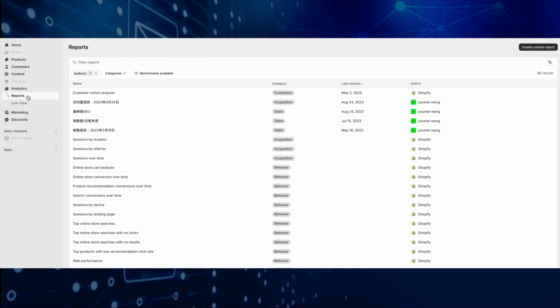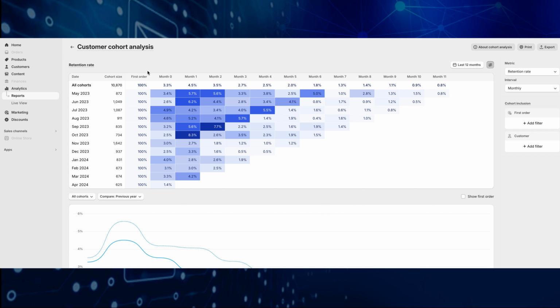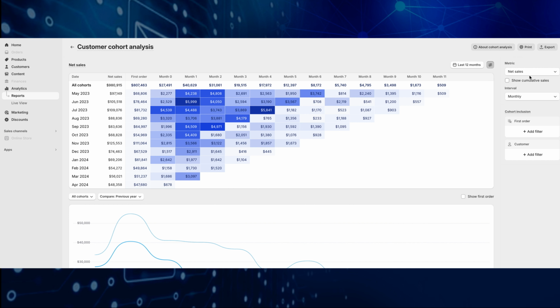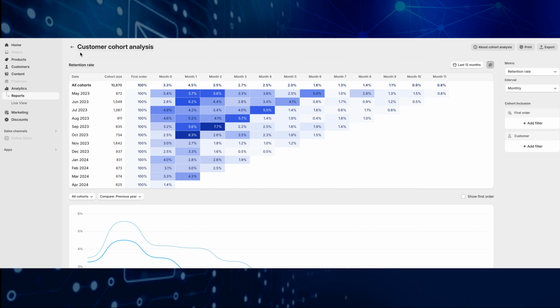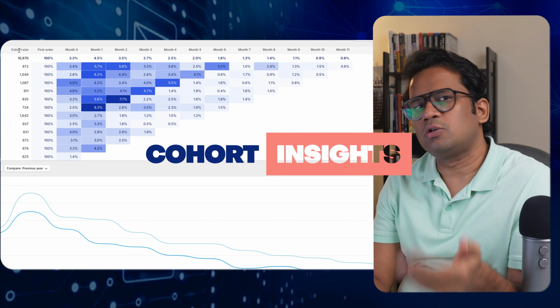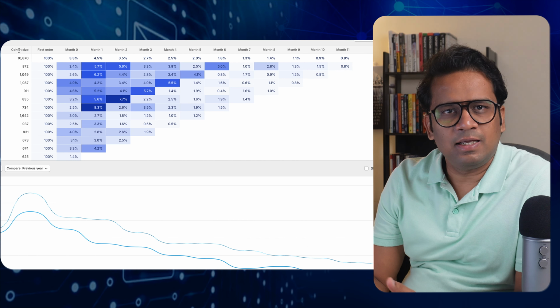The second option is Shopify. In Shopify, you go into Reports, and there you look at the customer cohort analysis, where you can see the retention rate by customer number. You can change the metric here, so it can be net sales or total sales. I've kept the last 12 months, and you can see what kind of metrics are there. In this video, we will focus on Shopify cohort analysis, but the same learning can be applied anywhere.